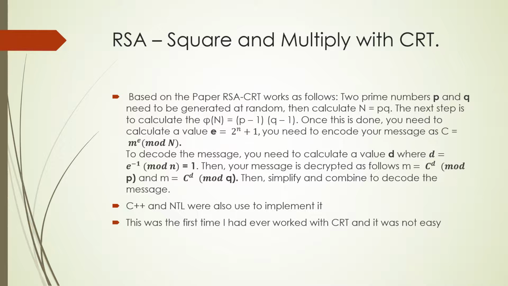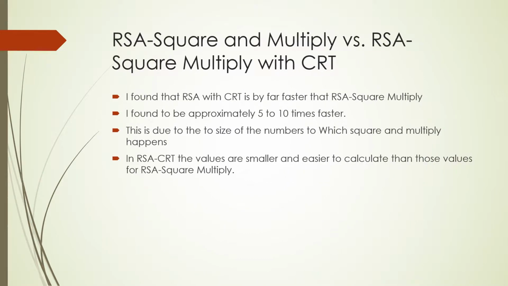In my implementation, I also used the NTL library and C++. It was also difficult because it was the first time I worked with the Chinese remainder theorem and with the NTL library. So, if I had a hard time implementing the square multiply without the Chinese remainder theorem, imagine the Chinese remainder theorem.